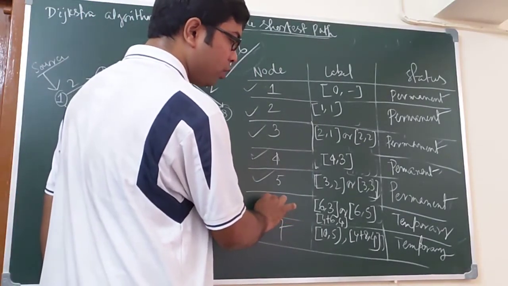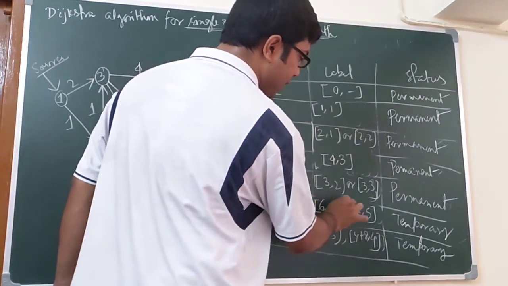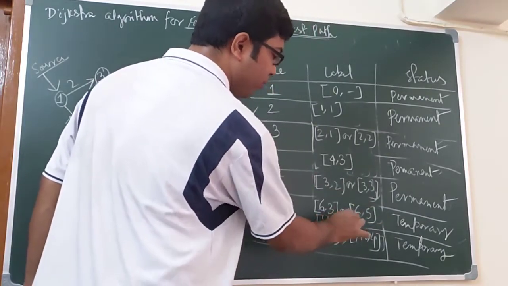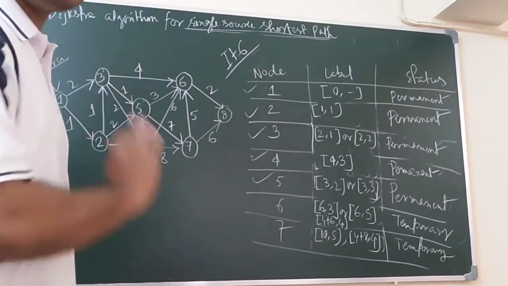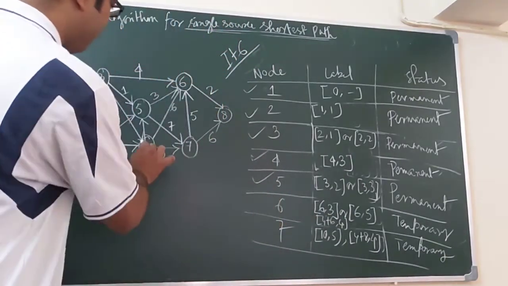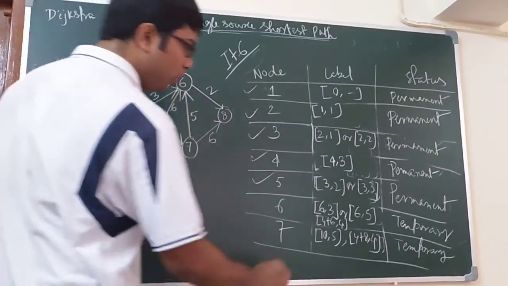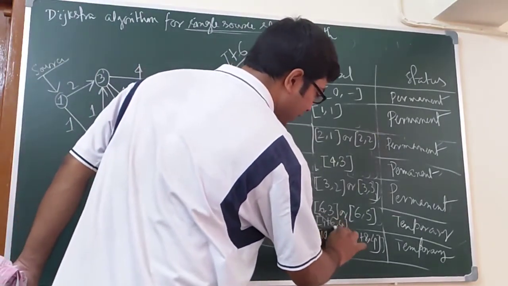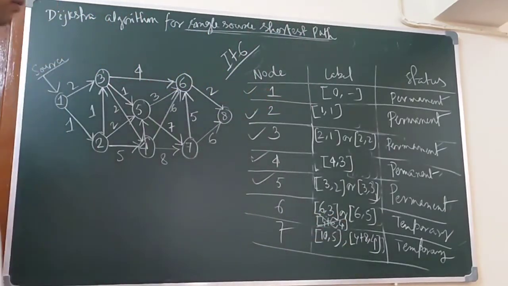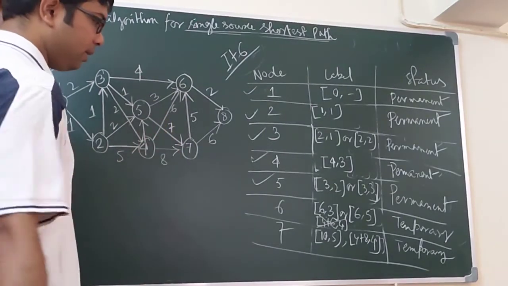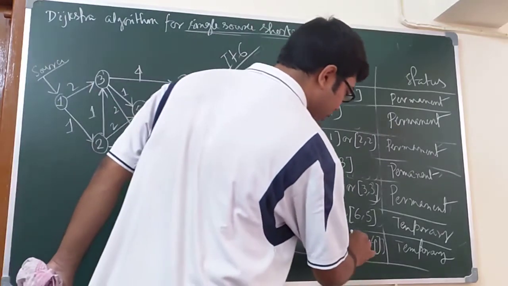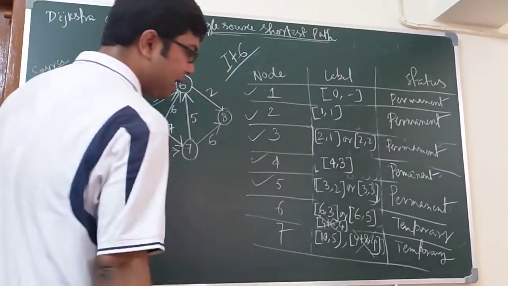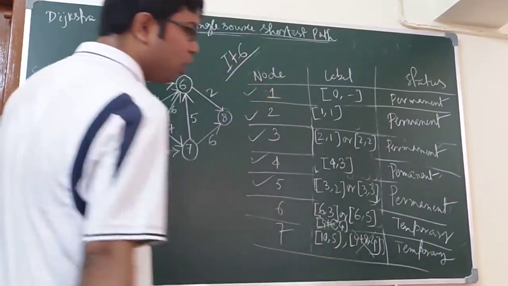But for node 6 the levels 6, 3 and 6, 5 are less than 10, 4. That's why node 6 can easily discard the path via the 4th node. So this 10, 4 is discarded. For the same reason, node 7 can discard this value 12, 4 as 10 is less than 12.